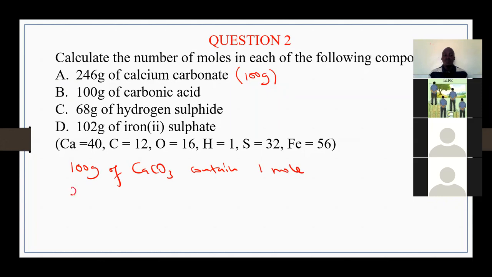What about 246? Should we first do 1 gram? I don't know how easy it is for you. Should we start with 1 gram of calcium carbonate, or we can go directly to 246? Okay. Let's start with 1. So 1 gram of calcium carbonate will contain, what will it contain?